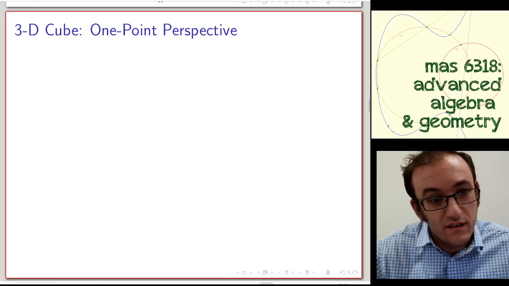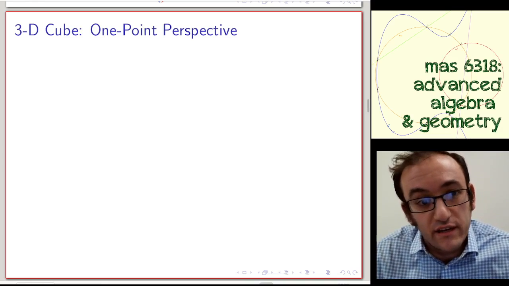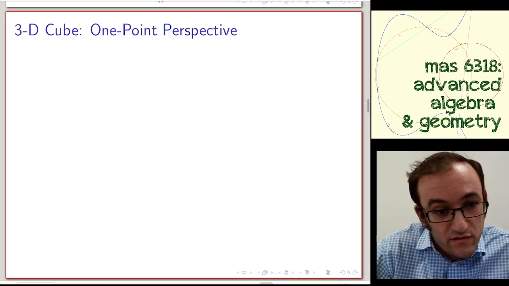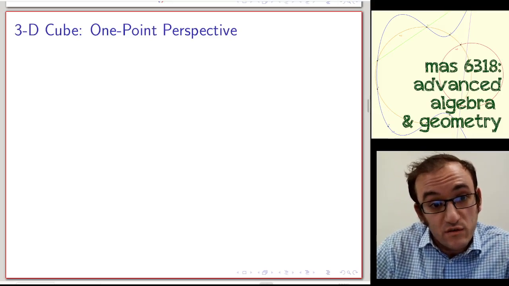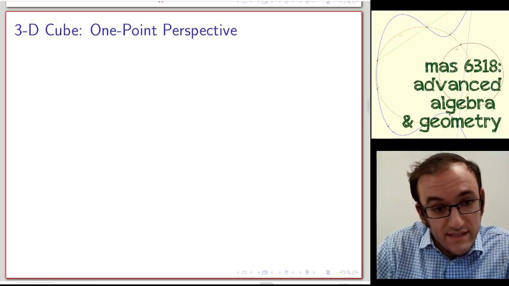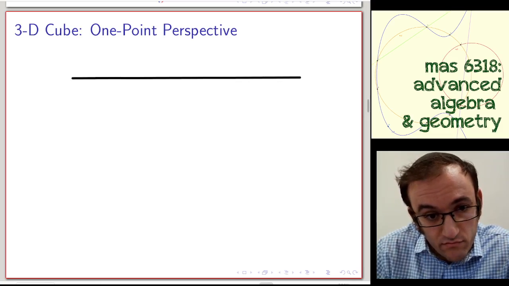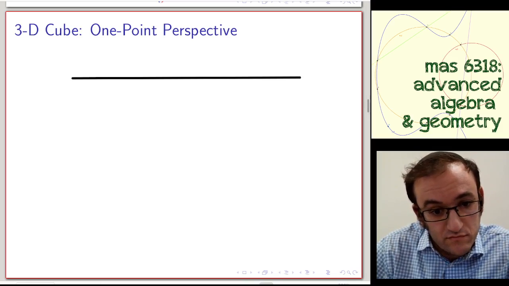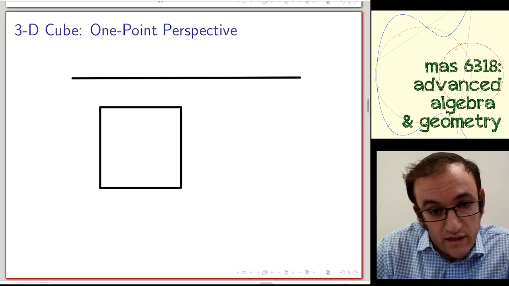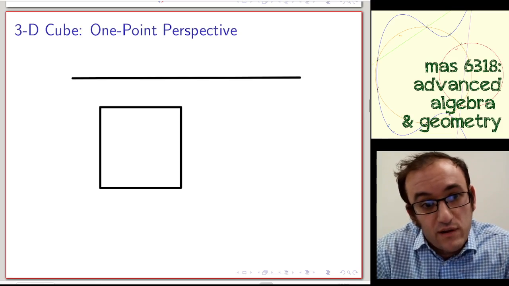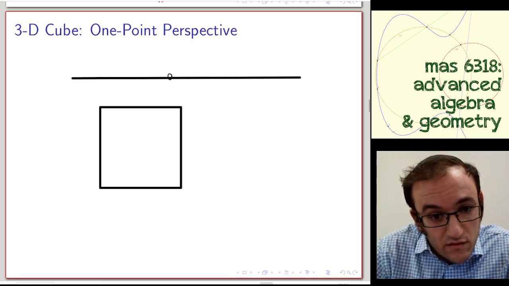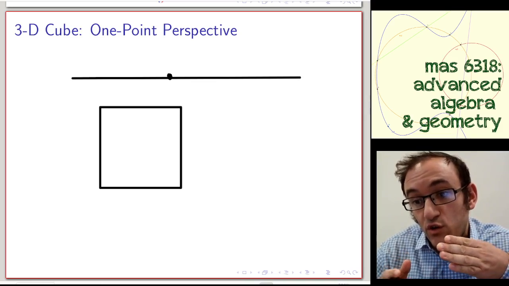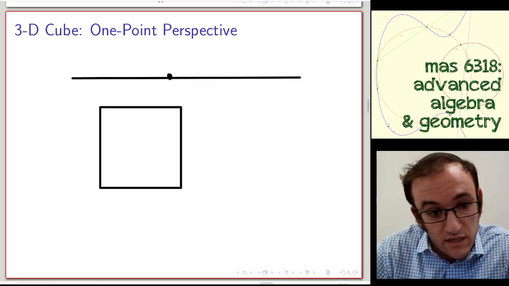Cool. And you can actually use this for 3D drawing in a pretty cool way. So let's say we're doing 1-point perspective. We start by drawing a horizon line and a square. Okay, let's put that here. And then you pick a point on the horizon. And this will be the point where the sides of the cube that are facing you eventually meet.